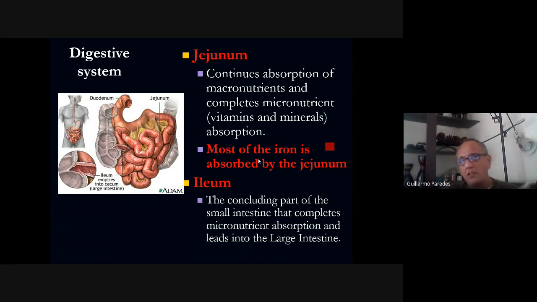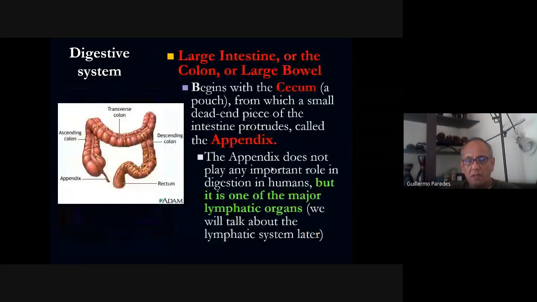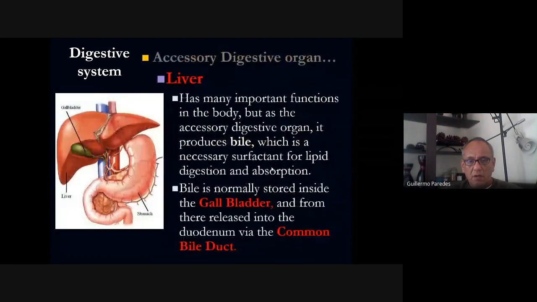The jejunum is the continuation of the duodenum, and is where iron is going to be absorbed. Jejunum, iron. All right, so here we have the intestine. Let me see what else I have. Okay, we finish.